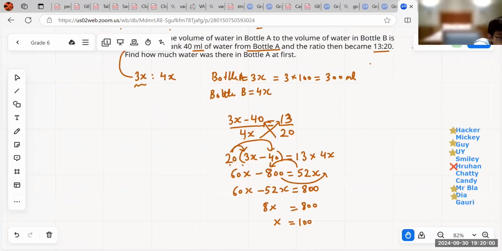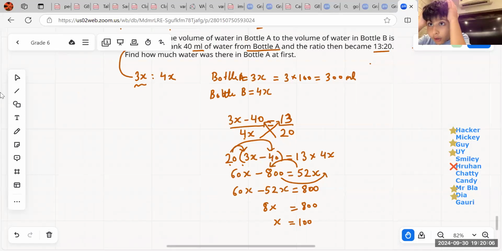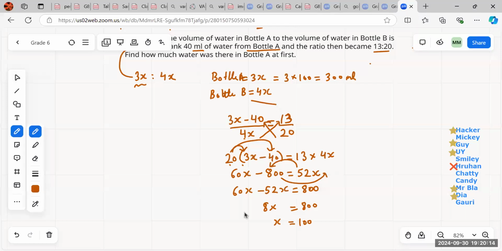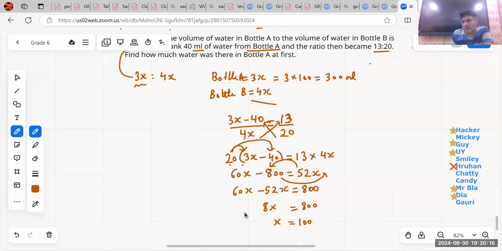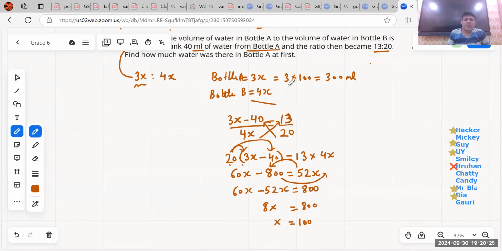Yes, beta, this is how it will be done. And can you tell me how much water was there in Hacker's bottle? Sir, it was 3 by 4 times, 400. See, it's 4x, so it will be 400. Sir, why won't we do 3 times 4? Beta, because it was 4x. 4 into 100. Once the value of x is found, you can directly multiply.